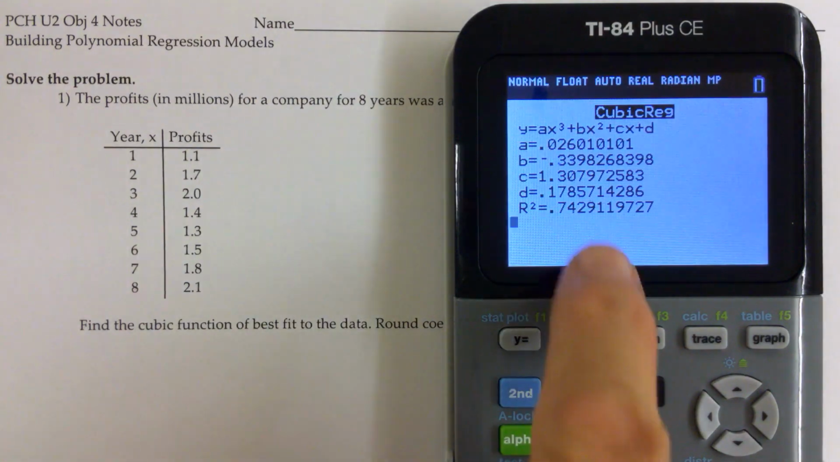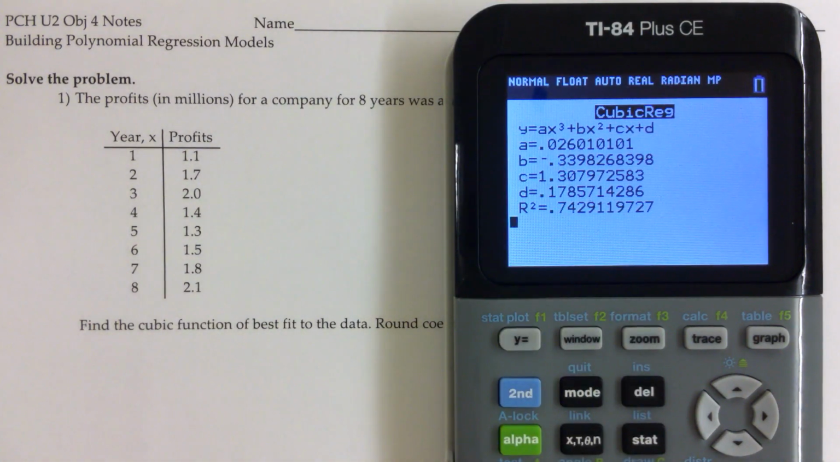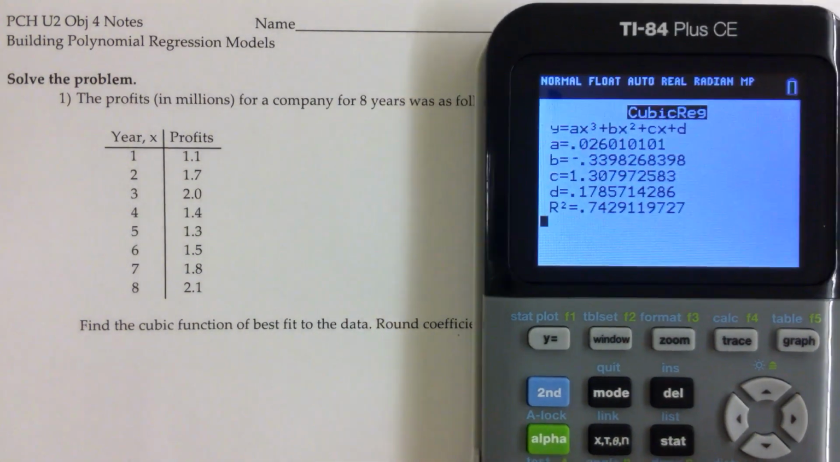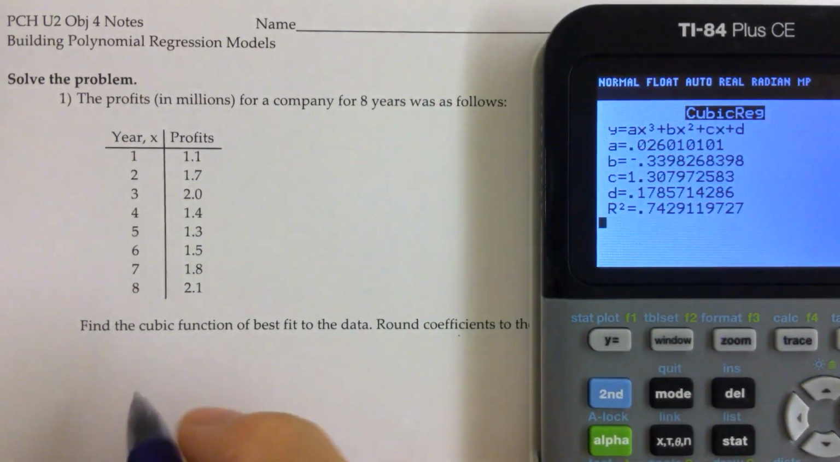And we can see the r squared here is now 0.74 and some change. And that's still not great, but it's much better than what we had before for the linear and the quadratic. So because it asked us to find the cubic function, we're going to find that. I'm going to show you something else here in a second. But this is what we want to write down.